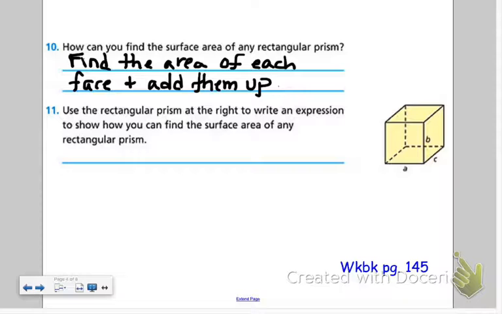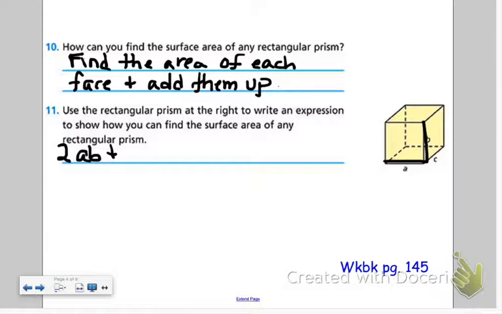If you look at number 11, can you use that rectangular prism at the right to write an expression to show how you could find the surface area of any rectangular prism? Well, okay. Let's see. If I want to do A times B, to me that looks like the front. So A times B would give me the front. So I'll write AB. But actually, if I times that by 2, 2 times A times B, now I'll have the front and the back because I'm doubling it.